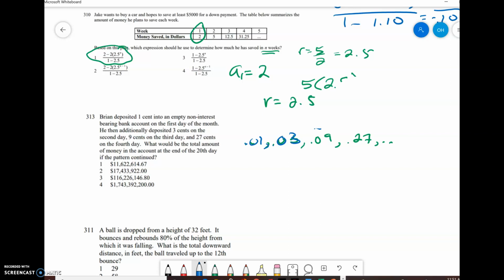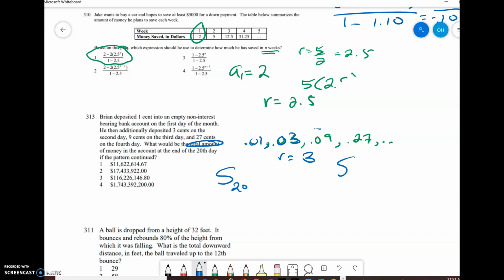If I triple 3 cents, I get 9 cents. If I triple 9 cents, it's 27 cents. So my common ratio is 3. Like I said, they love geometric sequences on the Regents. What would the total amount of money in the account be at the end of the 20th day if the pattern continued? So I want S sub 20.